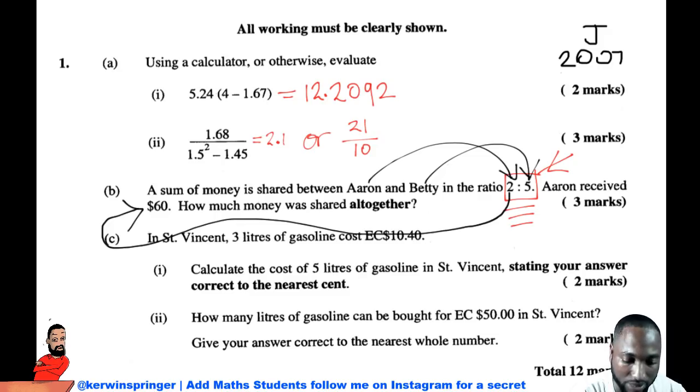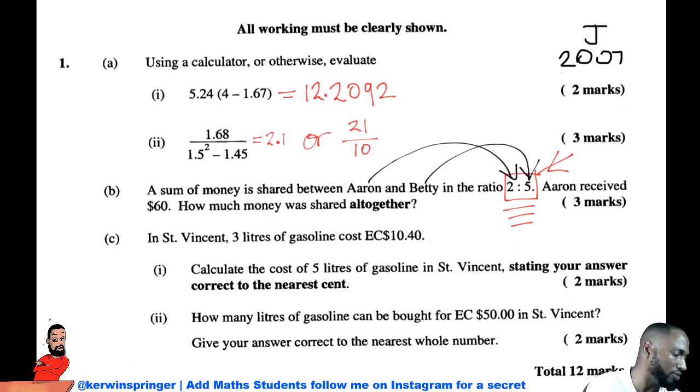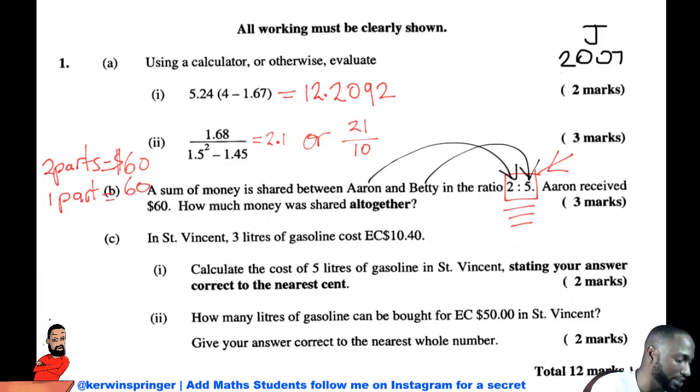Great. I just know automatically in a ratio question, you want to add up the sum of the parts. Somewhere along the line, you're going to do that. So 2 and 5, that's 7 in all. Maybe if they give you the total amount of money they had, you'd have to divide and figure out what to find for one part. Here's how you find one part. Aaron gets two parts, so the two parts represent $60, which means one part of the ratio would represent 60 over 2, which is $30.